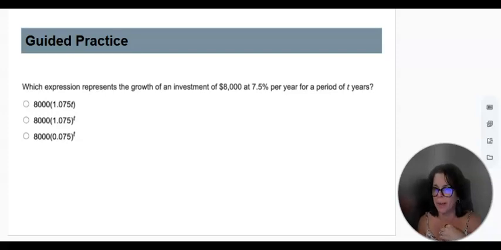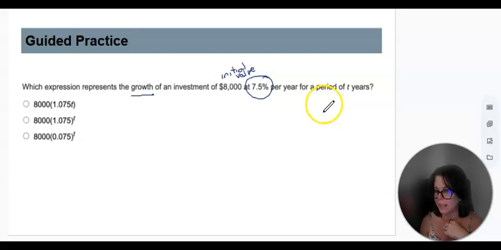Let's look at this example together. We're asked which expression represents the growth of an investment of $8,000. That's going to be our initial value. That's what we're starting with. At 7.5% for a period of t years.